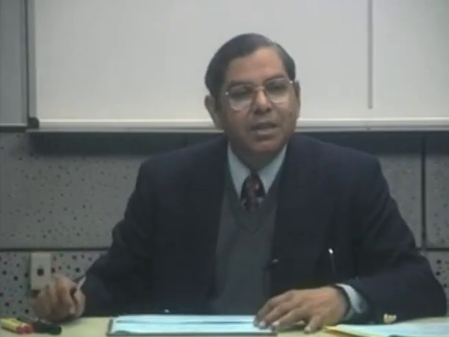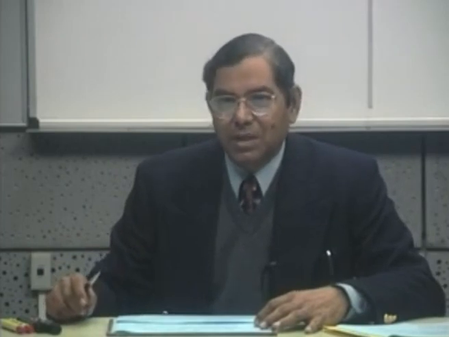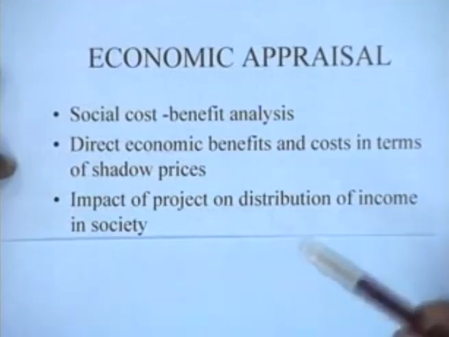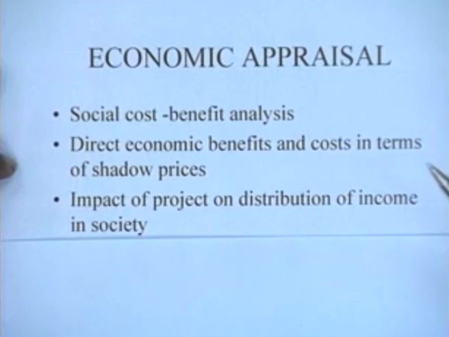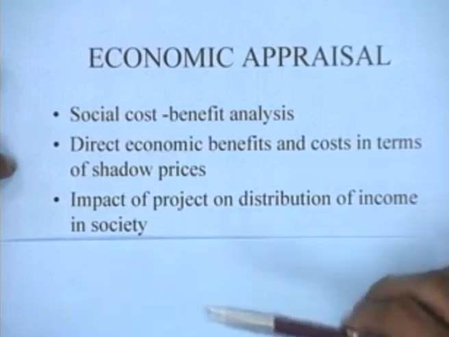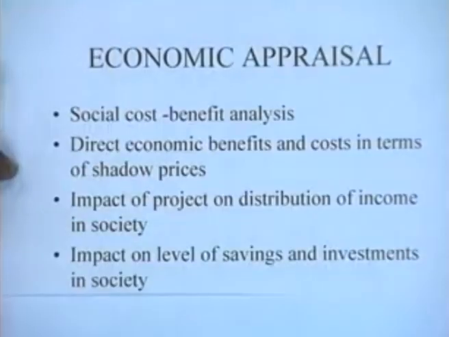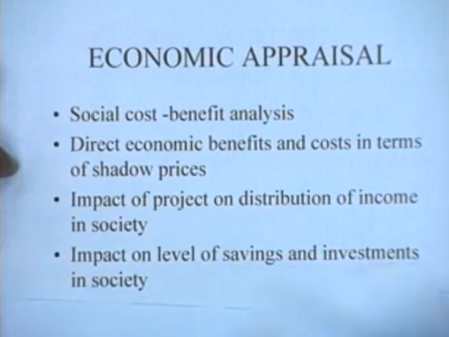When Amartya Sen, our new Nobel laureate, is talking in terms of these issues, these are the issues that he is talking about, right? He is talking essentially about removing poverty and bringing about social order. What he says is that all projects that the government undertakes should be those which bring about a more equitable distribution of income in the society and try to reduce poverty. So there is that dimension to projects. And what is the impact on the level of savings and investments in society?